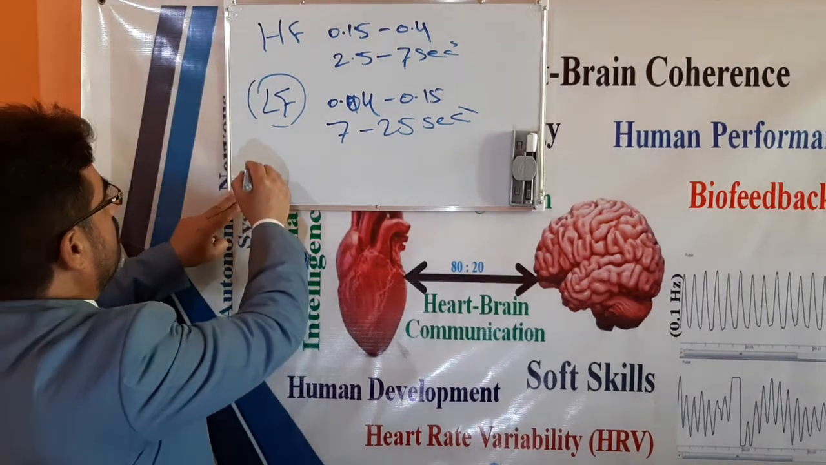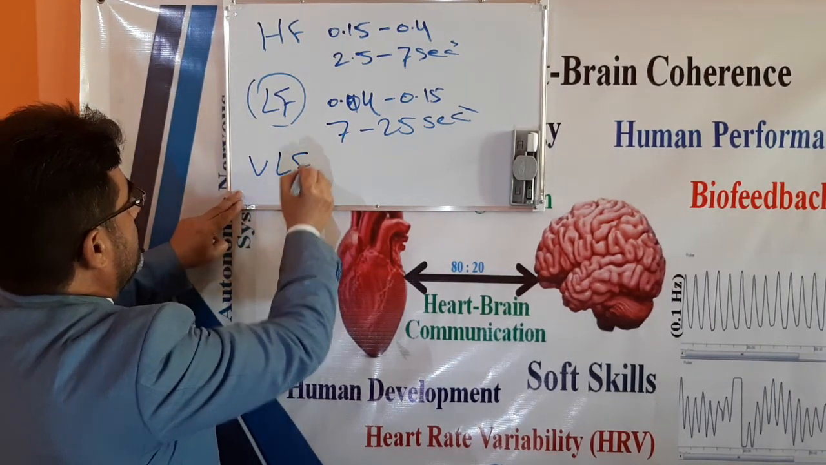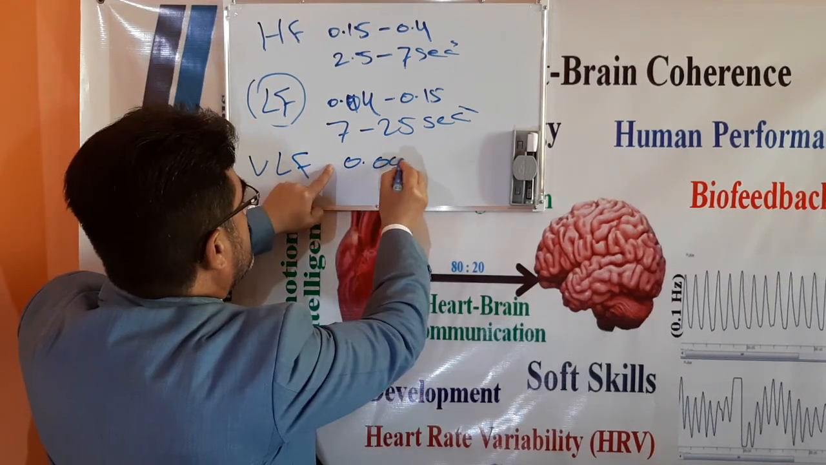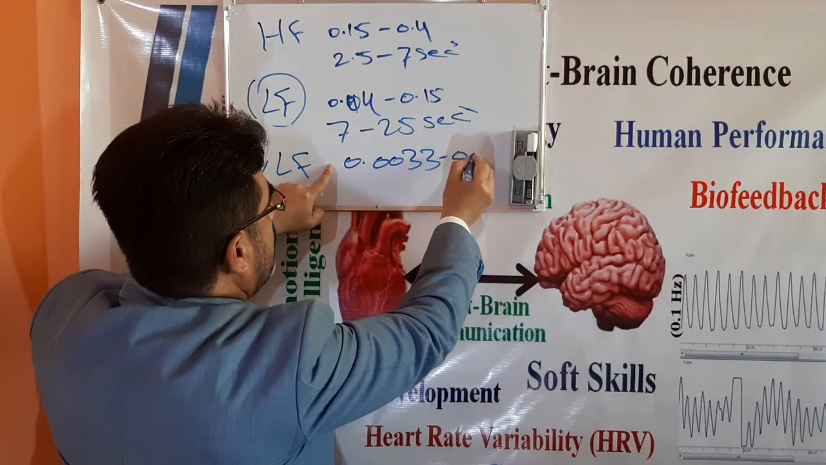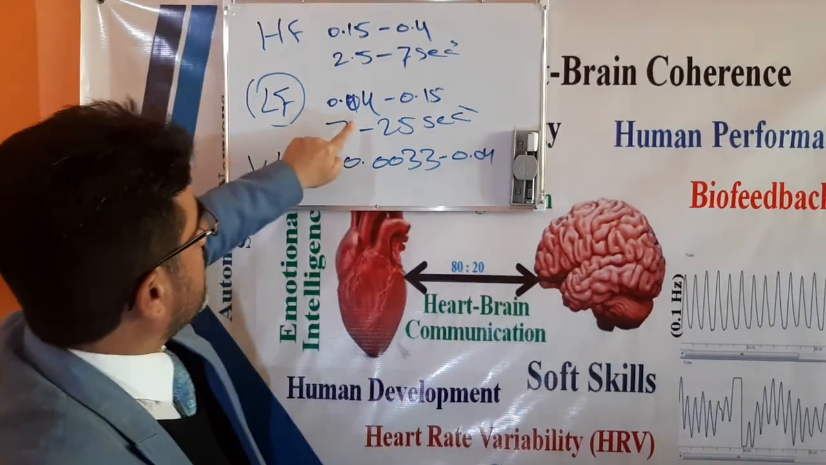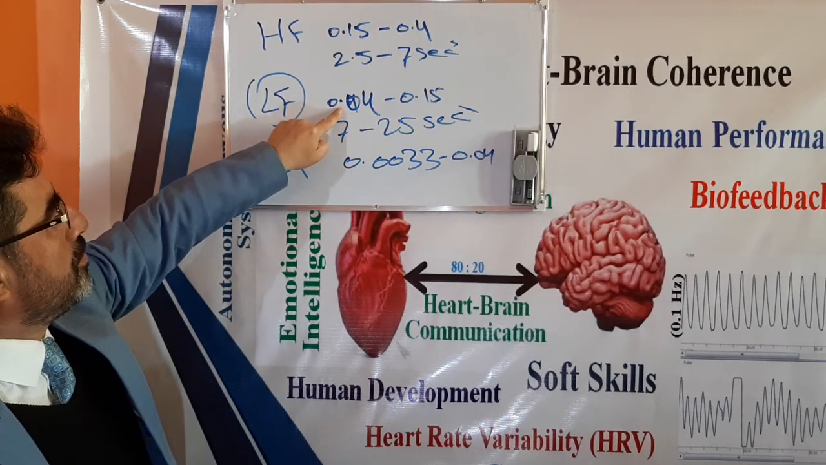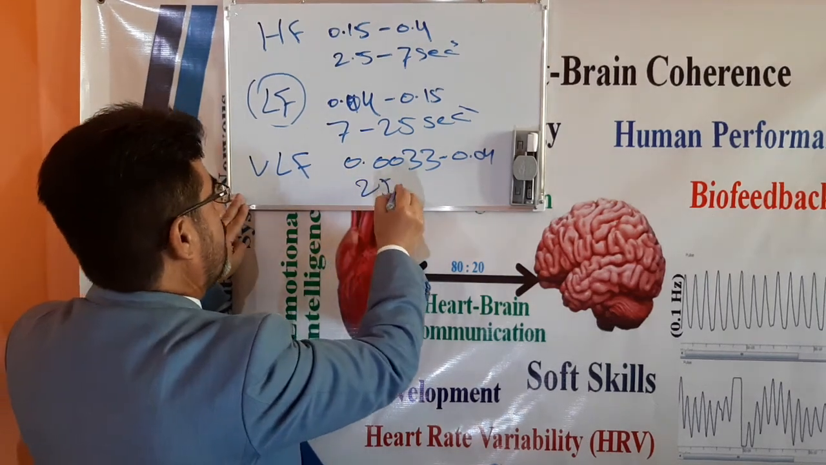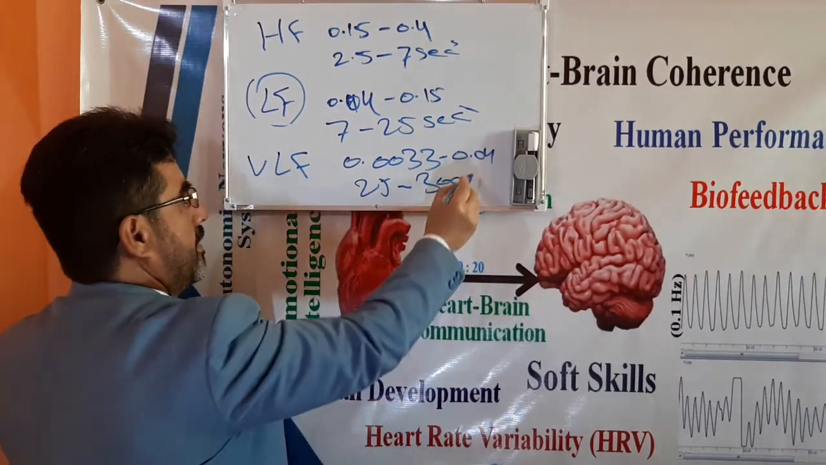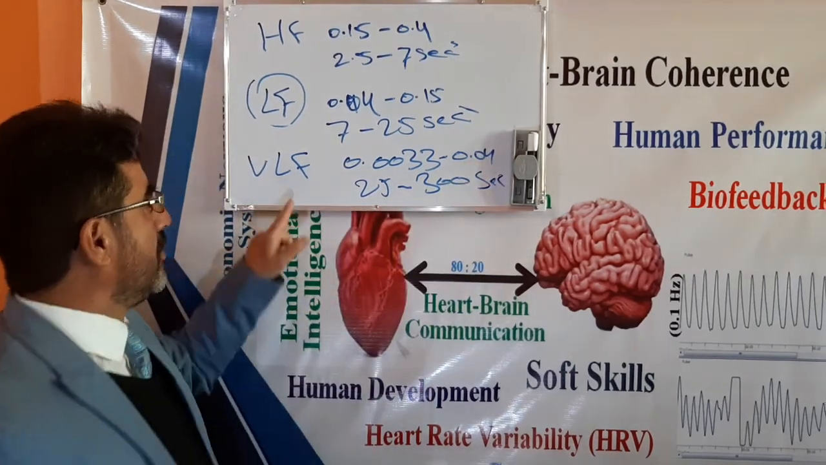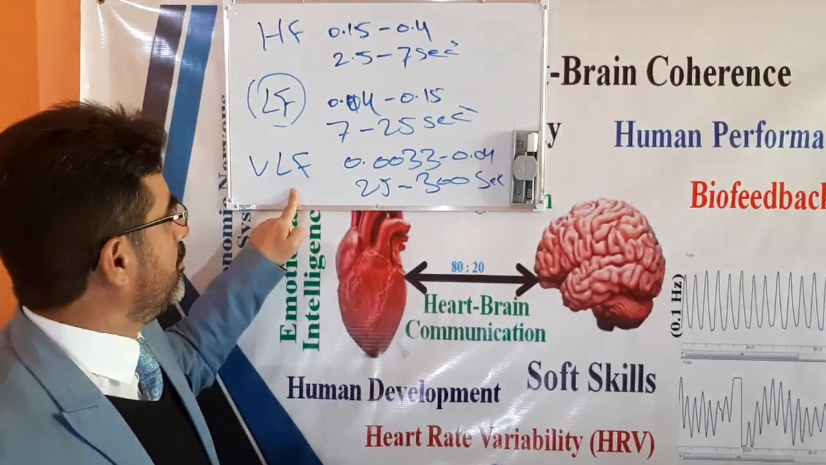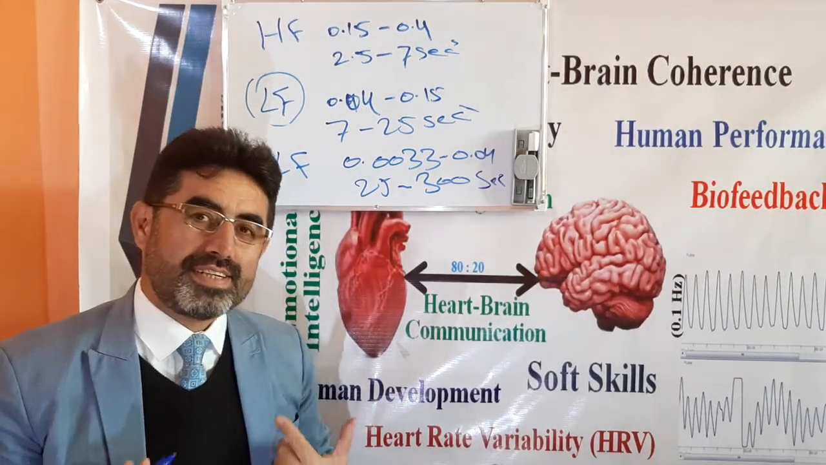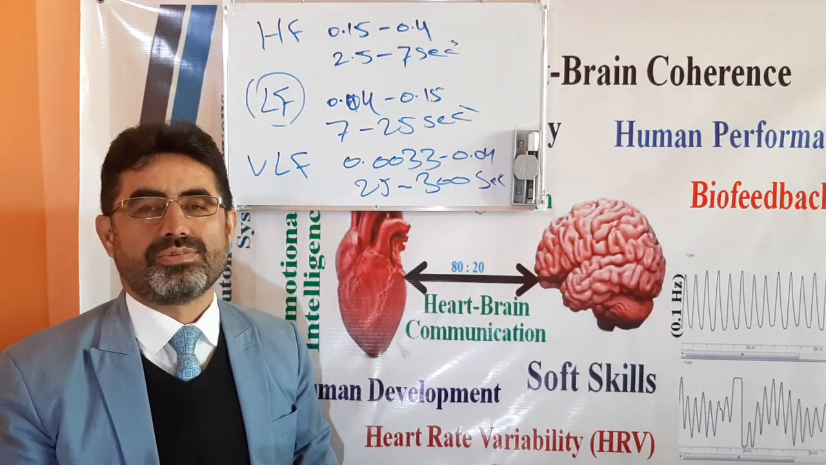And the third one is very low frequency. Very low frequency includes the scores of 0.0033 up to 0.04. Actually, 0.04 is the starting point of low frequency, and the time it takes is from 25 up to 300 seconds. It means that when people are at the very low frequency level of heart rate variability, it takes about 25 up to 300 seconds to experience changes in their heart rate variability or their heart rate.